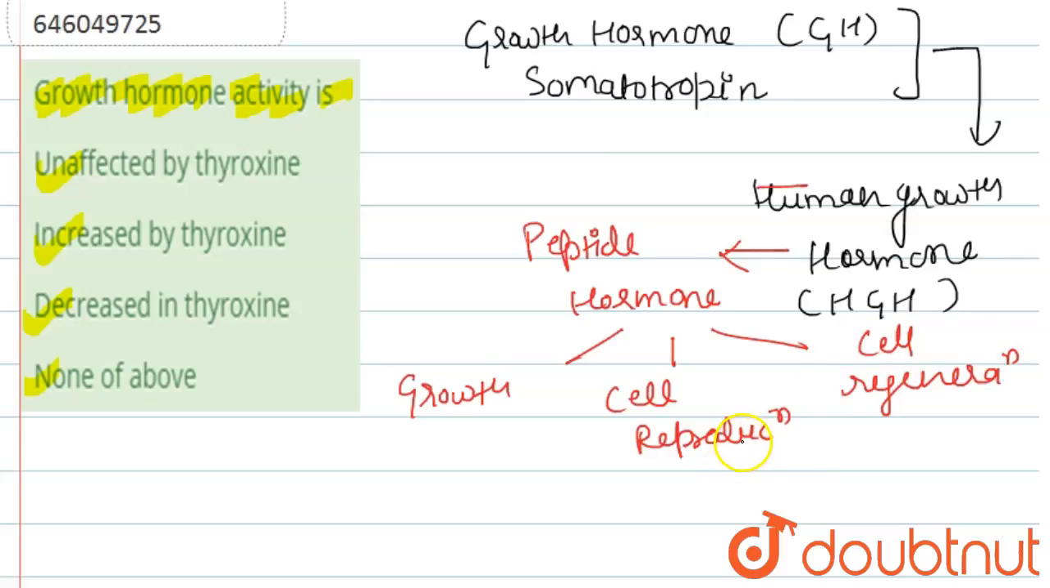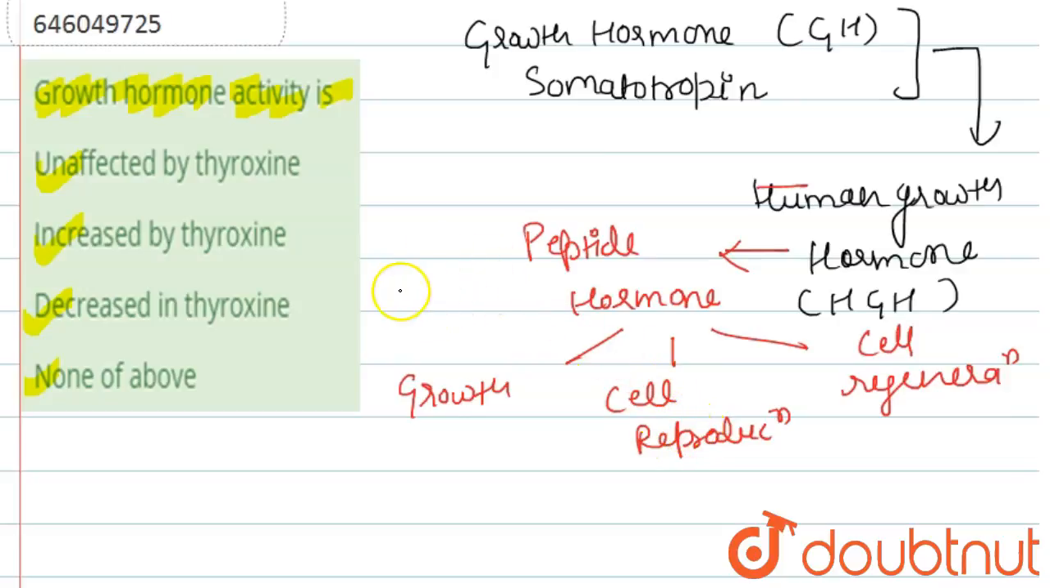It is secreted by the anterior lobe of the pituitary gland. It stimulates the growth of essentially all tissues of the body, including bones. Its activity is increased by thyroxine produced by the thyroid gland.